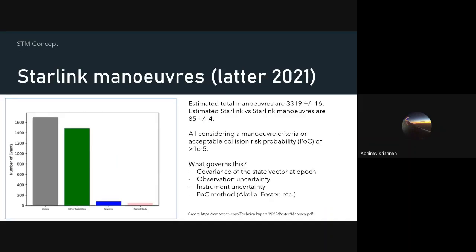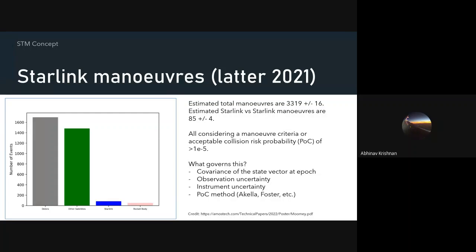And this pushes us to the number of maneuvers that was performed by Starlink. This is again part of the latter part of 2021, and you can see that more than 3,300 maneuvers were performed within 6 months.